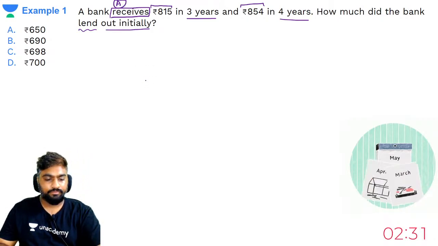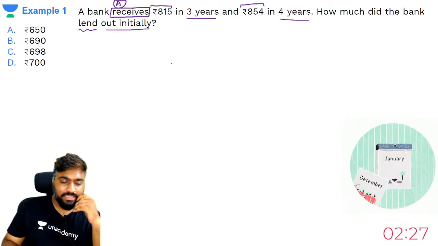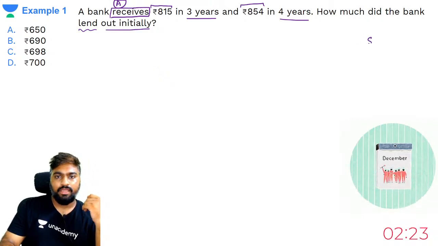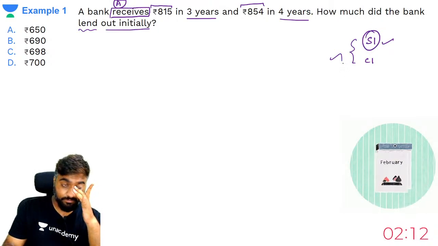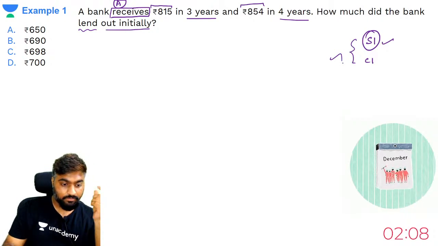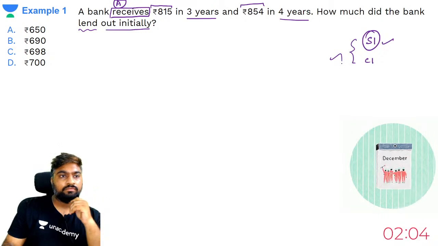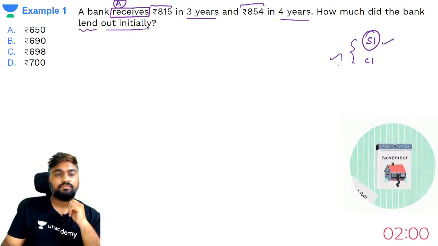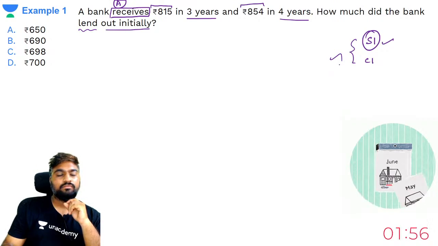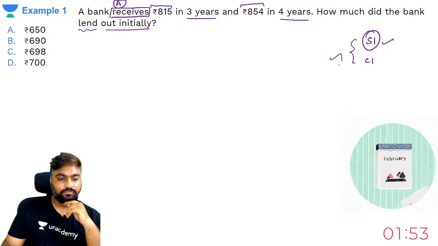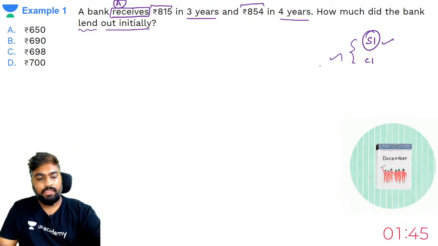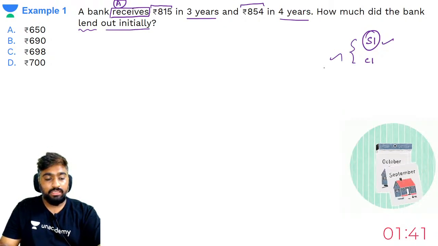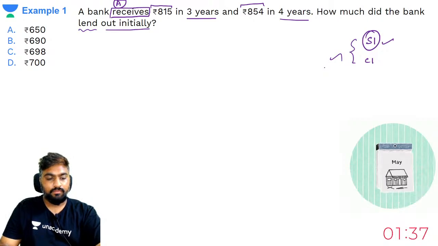Try this one. Optimistic girls will be doing both. Right now we are doing SI. After we are done with SI, we'll be doing CI. Both will happen today only. For now we are doing SI. Try this one. Here amount is given. Okay, please be careful guys. Amount is given, not interest.